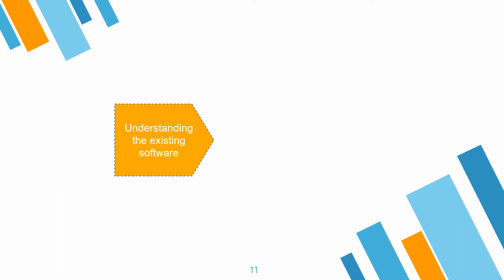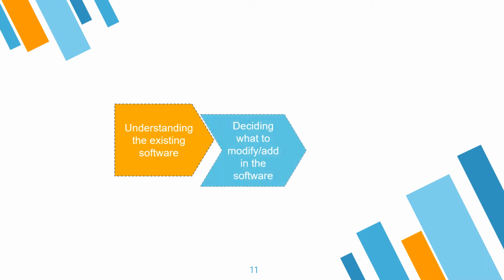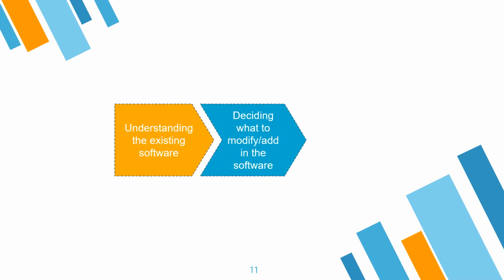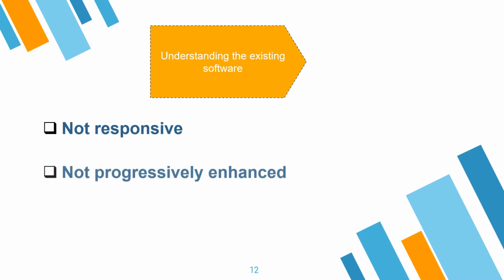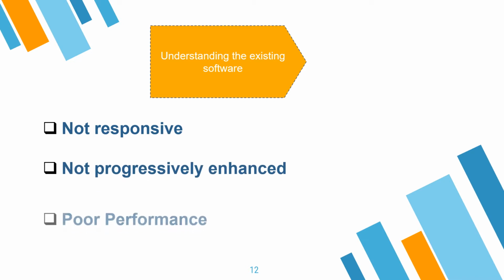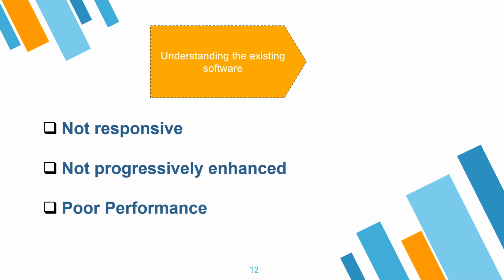The evolutionary approach follows three steps. The first step is understanding the behavior of the existing system. Then analyzing and deciding what to modify and what to add in the software. Lastly, it tells you how to modify the software into an enhanced functionality. After I analyzed the first step and studied my existing software, I found that my website was not responsive, it was not progressively enhanced, and it had poor performance.